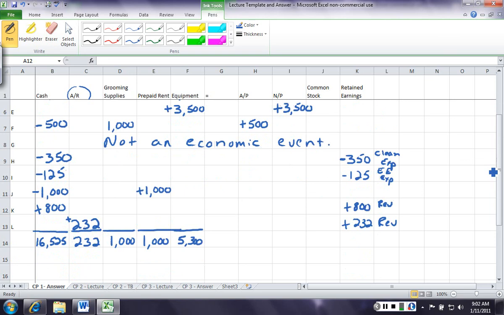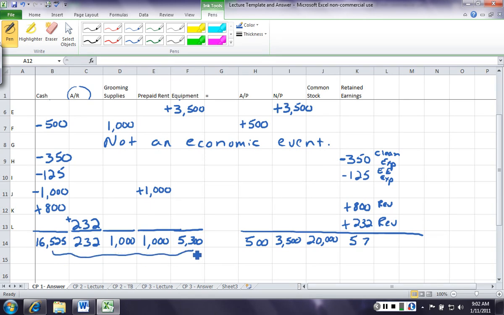And accounts payable is $500. Notes payable is $3,500. Common stock is $20,000. And retained earnings is $57,000. So we want to make sure that this all balances. This is a critical step in the process. So we add all of those together, and these here total $24,057, and these here total $24,057. And you now have transaction analysis.